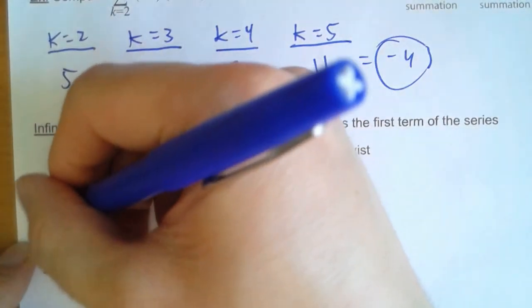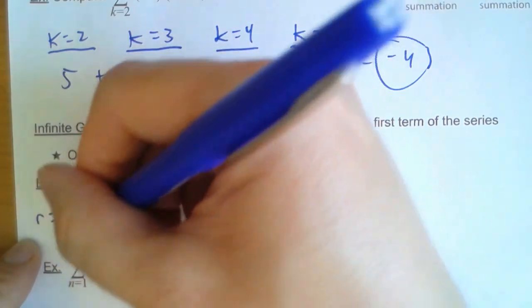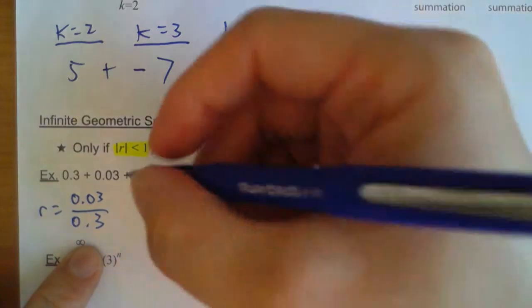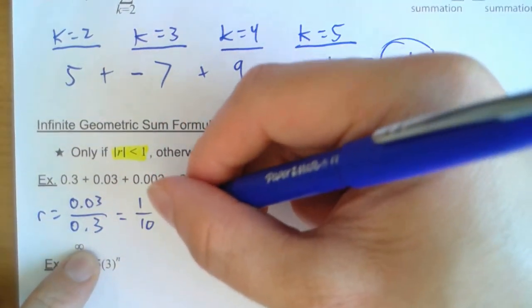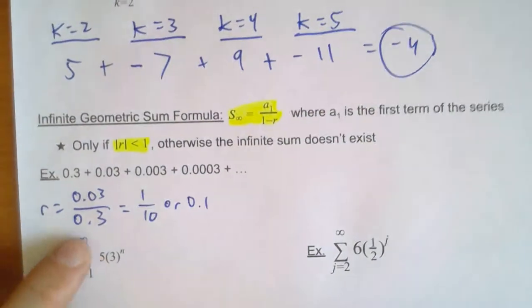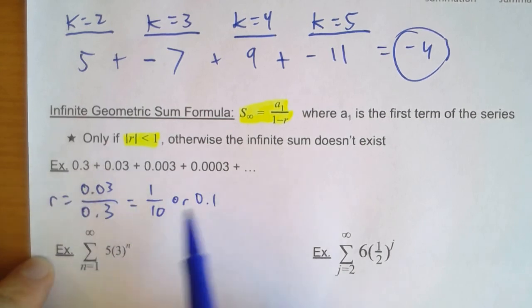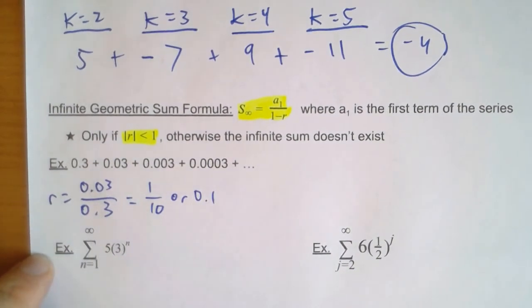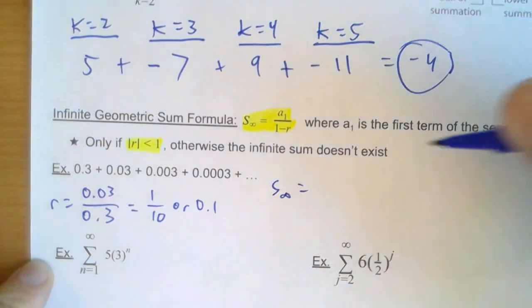To figure out your r, you could take the second term and divide it by the first term. And if you look at 0.03 divided by 0.3, you're going to get 1/10, or 0.1, which makes sense. If you look at this to move the decimal one place to the left, you multiply by 0.1, or 1/10. So we're multiplying by 0.1 every time. That's our r. All right, so let's try this formula here. S sub infinity, the infinite sum.